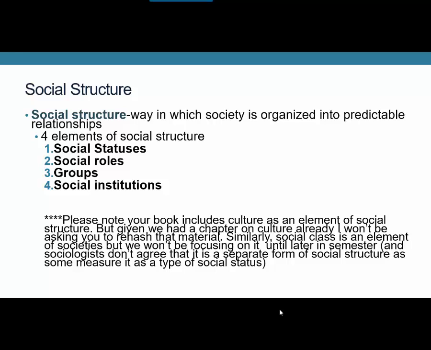Now, please note that your book includes culture as an element of social structure, but given we have had a chapter on culture already, I won't be going back over that material, and furthermore, I won't be testing you again on that material. And similarly, although social class is an element of societies, whether you see it as a separate form of social structure or as a specific type of social status doesn't matter.